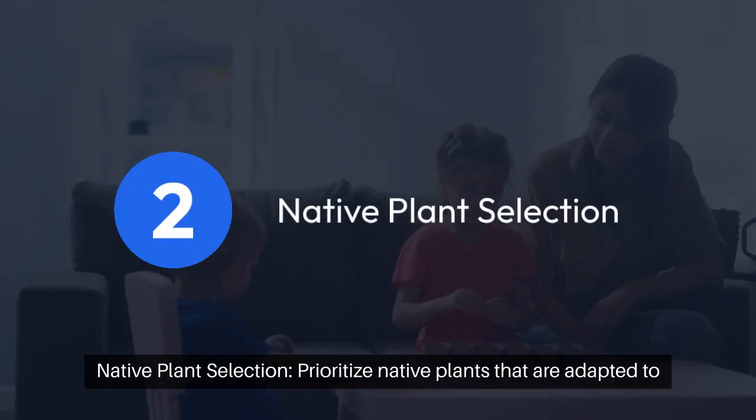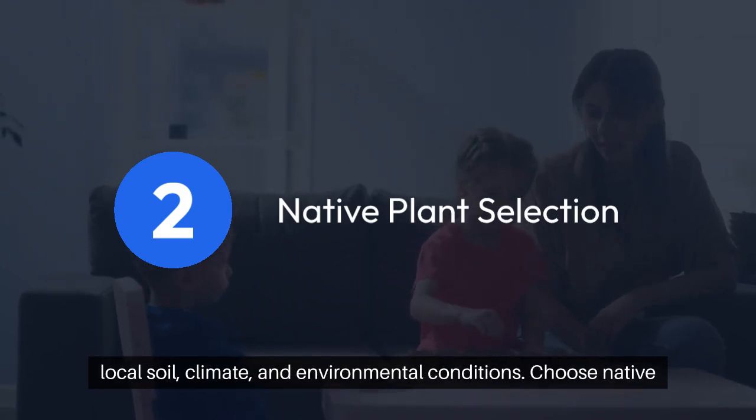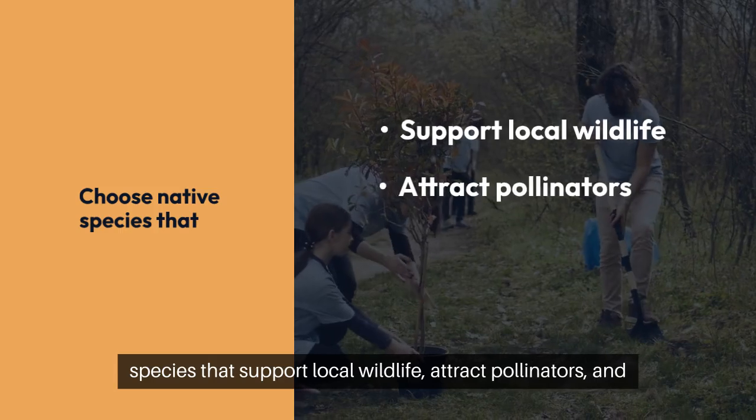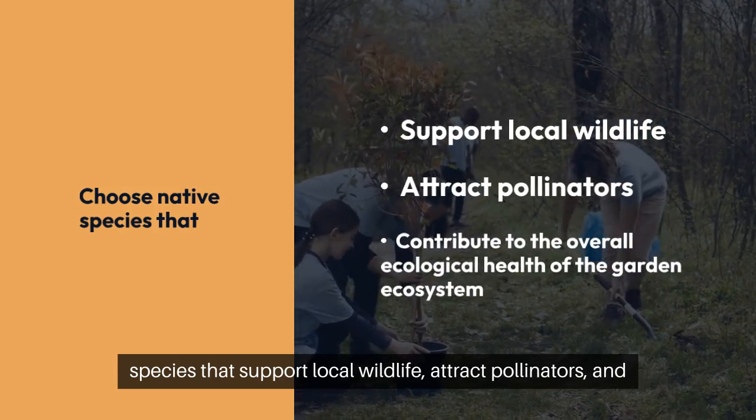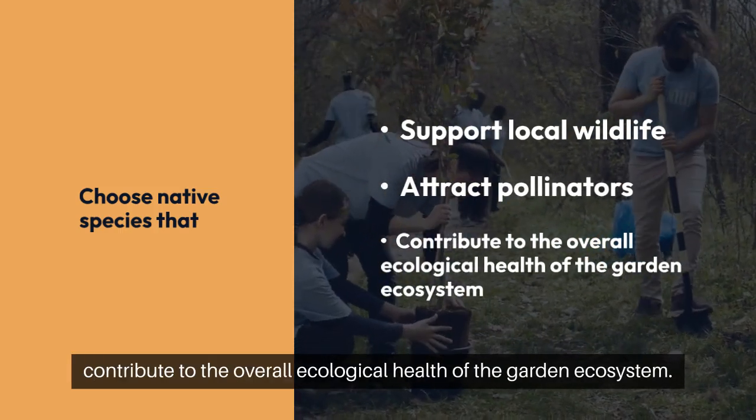Native plant selection. Prioritize native plants that are adapted to local soil, climate, and environmental conditions. Choose native species that support local wildlife, attract pollinators, and contribute to the overall ecological health of the garden ecosystem.